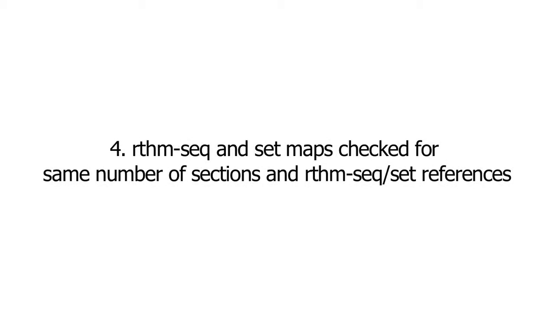Then rhythm sequence and set maps will be checked for the same number of sections in the piece and for the same number of rhythm sequence or set references in each of those sections. After this, the pitch sequence map will be created. And in this case, the pitch sequences are cycled through each time a rhythm sequence is allocated to a player, as just mentioned. Then we'll initialize the tempo map.